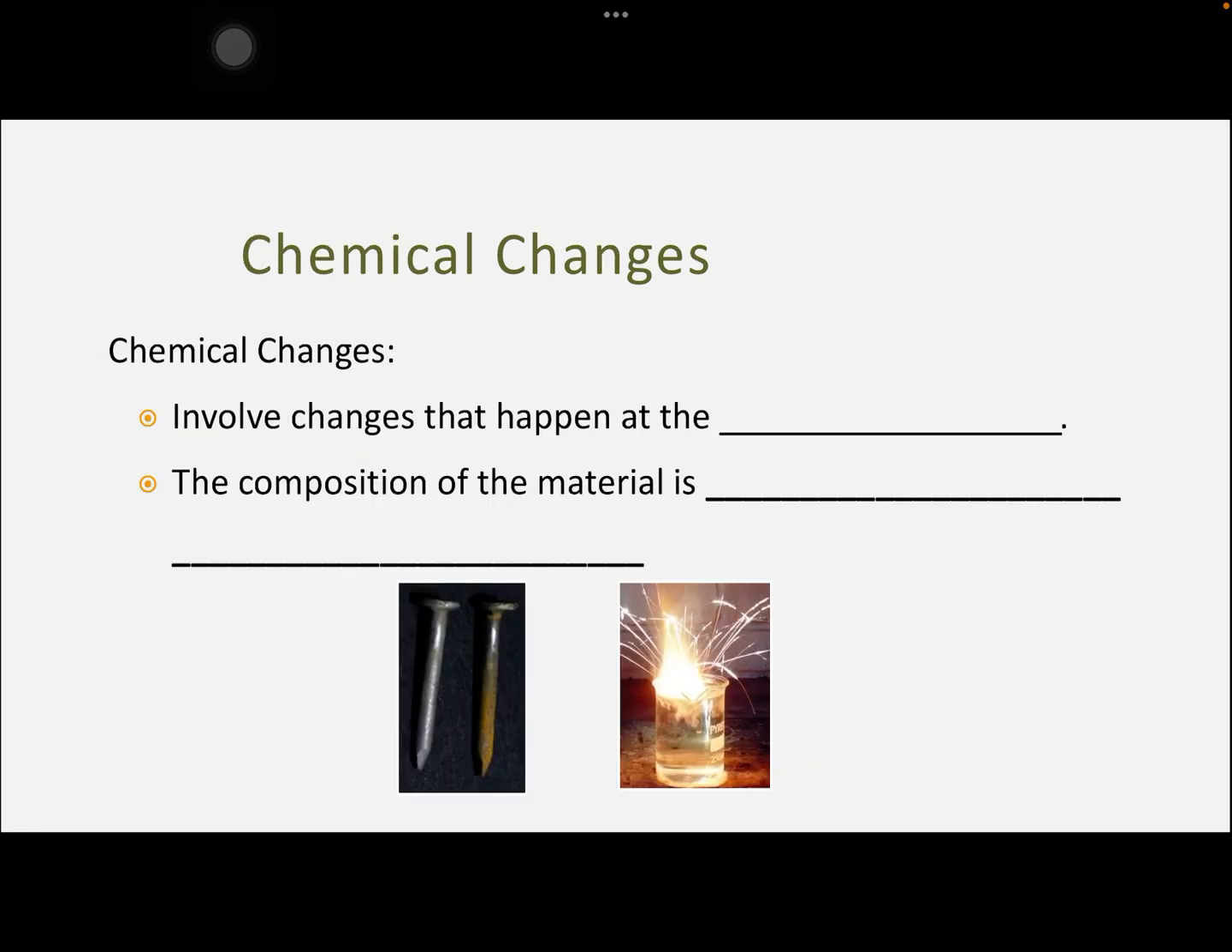For chemical changes, we are going to have changes that happen at the particle level. So the formula of our materials will change, and the composition is entirely different after the change. We have new formulas, and I'll give you some examples of that. This is an example of a chemical change. We have a nail rusting. Once that iron is converted to rust, you don't have iron anymore, you have iron(III) oxide.